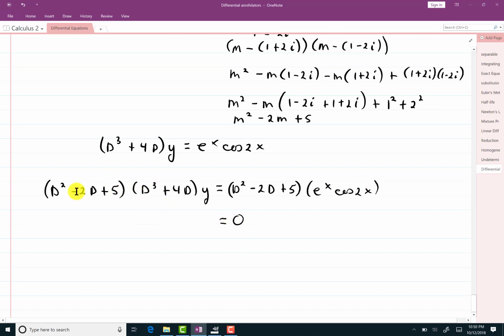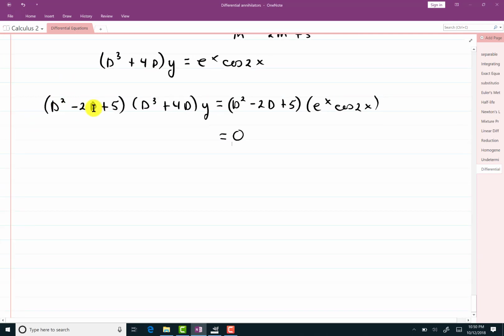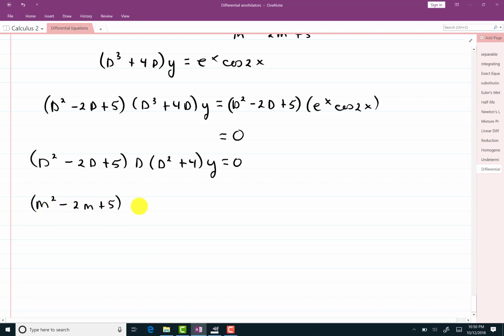Now let's go ahead and factor this to its fullest. I could factor it again, just like I showed you from before, but I'm more concerned with this stuff here for a minute. We have D squared minus 2D plus 5. Here I can factor a D out of here. And now let's take a look at all the zeros that can happen here. If I now convert to m notation, m squared minus 2m plus 5, m squared plus 4, set that equal to 0.